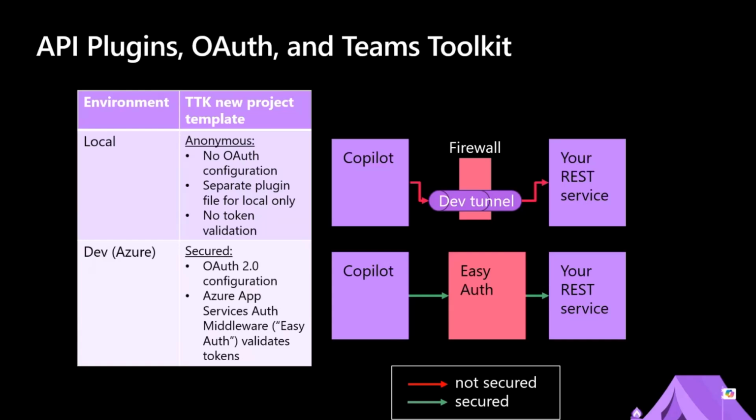So just to give you the skinny on this: the way Teams Toolkit does it, if you go into Teams Toolkit and create a new project, yes, I want a declarative agent, I want an API, I want it authenticated with OAuth. What you get is, when you're running in Azure, it pushes out this thing called EasyAuth, which is officially called Azure App Services Authentication Middleware, to authenticate. And when you're running locally through a developer tunnel, you're not secured at all. So not only does this maybe leave that tunnel as a vulnerability, depending on what you're doing, but moreover, you end up with two plugin files, one for anonymous, one for authenticated.